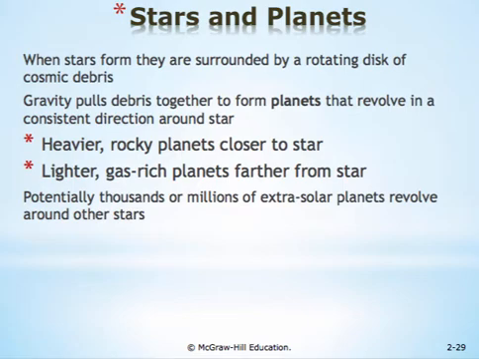When stars form, they're surrounded by a rotating disk of cosmic debris. Gravity pulls debris together to form planets that revolve in a consistent direction around a star. The heavier, rocky planets are closer to the star. The lighter, gas-rich planets are farther from the star. Potentially thousands or millions of extrasolar planets revolve around other stars.